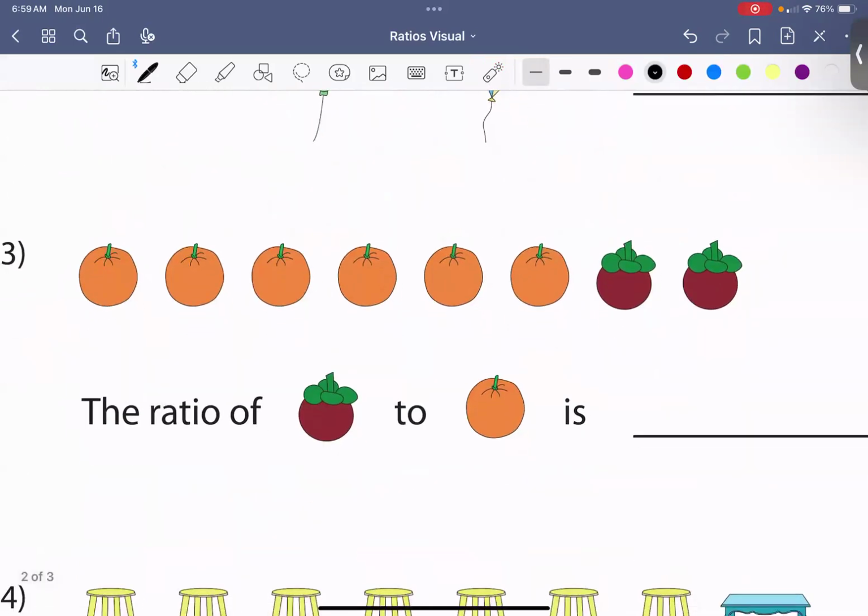And one last one, we have oranges. And I guess that is an apple. Some other fruit. I'm not sure what that is. So we have one, two, three, four, five, six. And then here we have two. So we want this fruit to that fruit. So it's going to be 2 to 6. So that's how you find the ratio of items visually. Good luck.